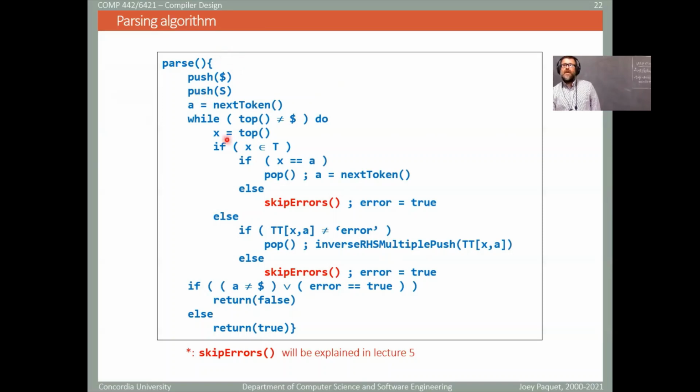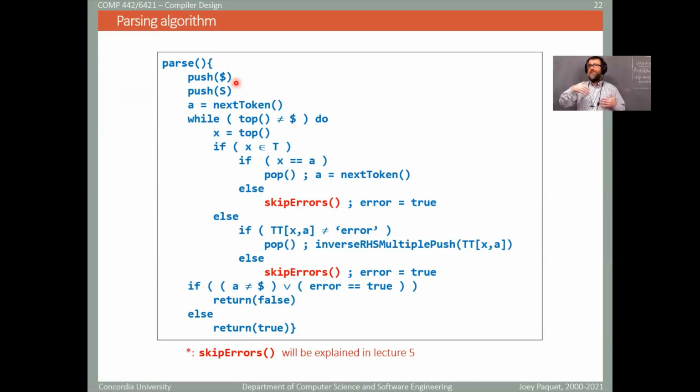So you see that I have a push, and I also have what is called inverse right-hand side multiple push. You're pushing symbols on the stack, either terminal or non-terminal symbols. Essentially here I start by pushing the end of the program, because after the end of the program, what I want to have is the end of the program. So I'm pushing the end of the program on the stack, and then I'm pushing the starting symbol on the stack. The idea is that as I push the starting symbol on the stack, I'm going to do a derivation step to transform this starting symbol into something else. So I'm going to build my derivation by doing derivation steps that transform symbols into sentential forms.